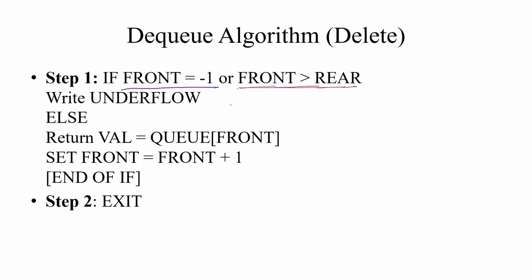If this is not the case, then we can delete the element. And if we delete the element, we will return the deleted element first. So before doing front is equal to front plus 1, we will print the value that we are deleting. And finally, step number two is exit.